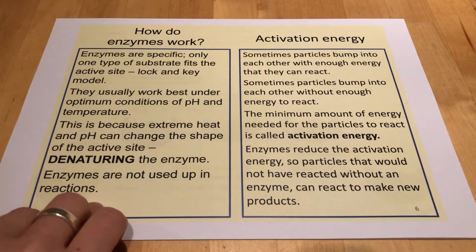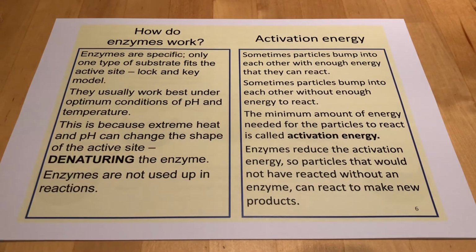Okay, so enzymes are specific. Only one type of substrate, so that could be the carbohydrate, the protein or the fat, will fit into the active site. And we call that the lock and key model, the fact that there is a specific complementary shape of the enzyme and the substrate. Okay, and they work best in their optimum conditions. So having the right pH and having the right temperature.